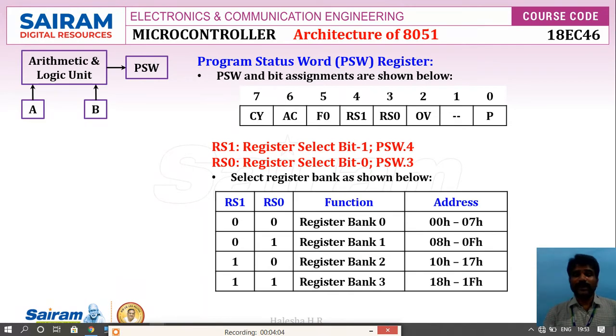To select register banks: if both are 00, it selects register bank 0 and the address range is 00 to 07H, since there are 8 registers. If it is 01, register bank 1, 10, register bank 2, 11, register bank 3. So by default, register bank 0 is selected. When we discuss internal memory organization, it will be more clear about the register banks. For the time being, RS1 and RS0 are used to select the register bank. By default, register bank 0 is selected.